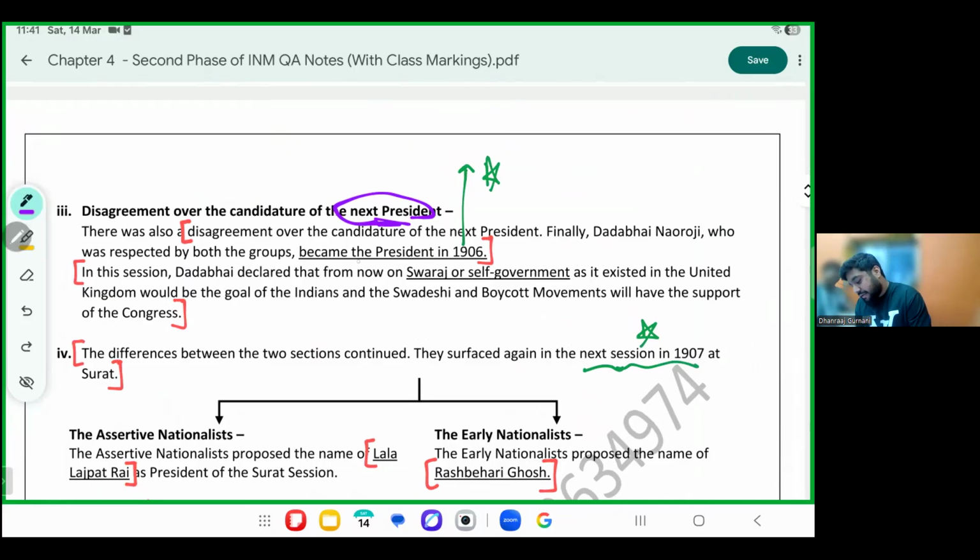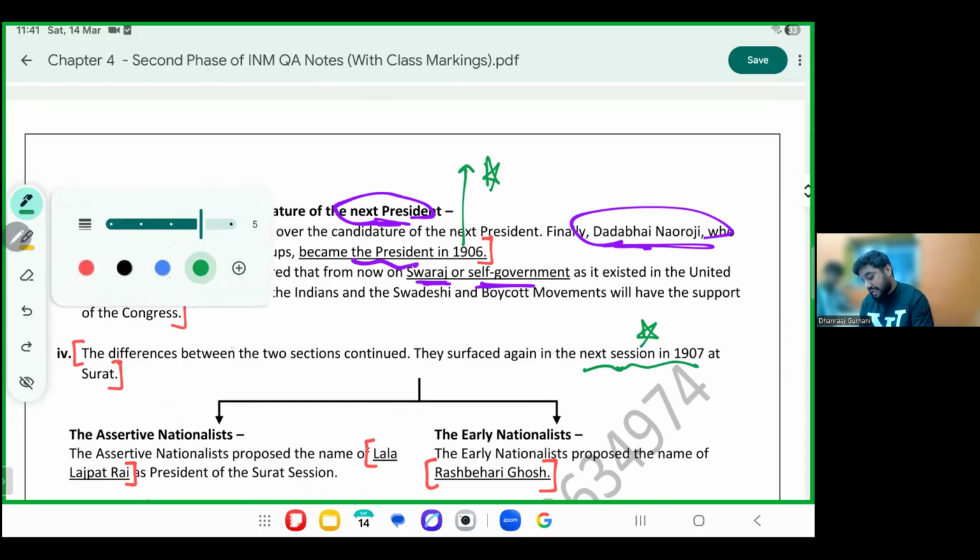So there was a fight over the next president. Finally, Dadabhai Naoroji became the president, who was respected by both the groups. What does Dadabhai announce? Dadabhai announces something which will be okay to both sides. He says we will now fight for Swaraj and self-government. Congress will fight for Swaraj and self-government. Can you bracket those words, please? Swaraj and self-government.